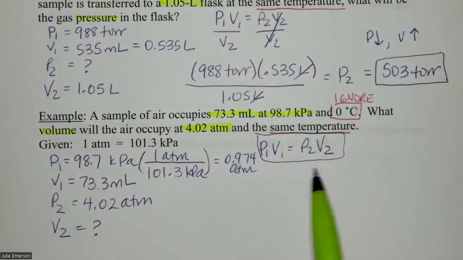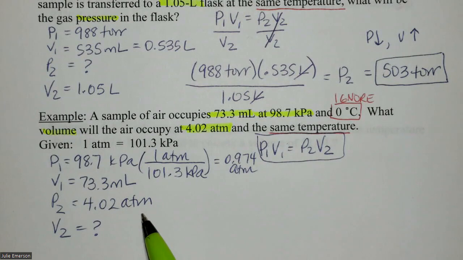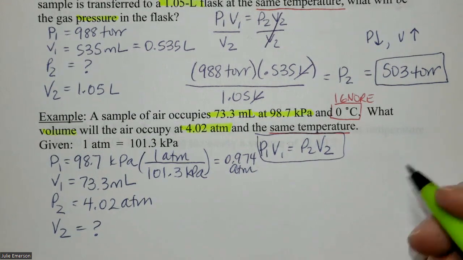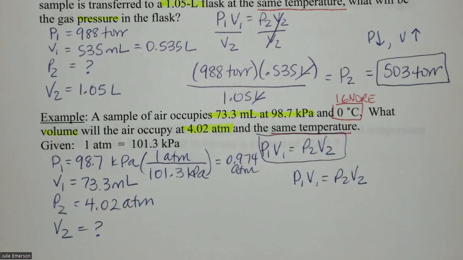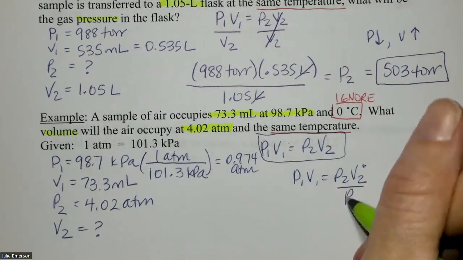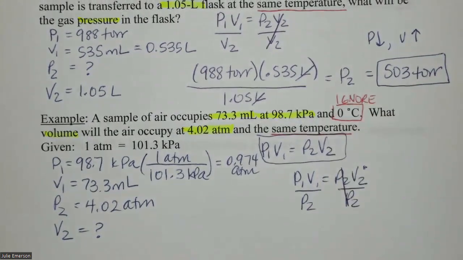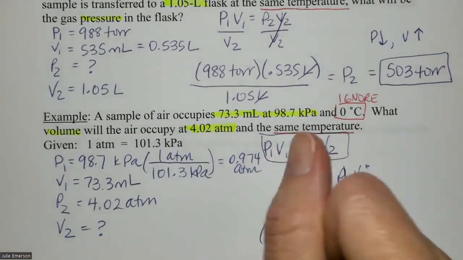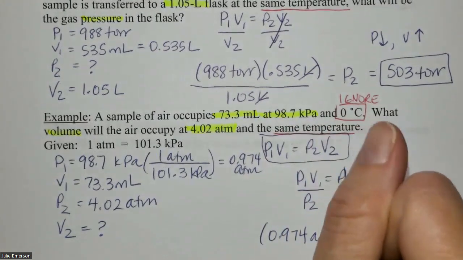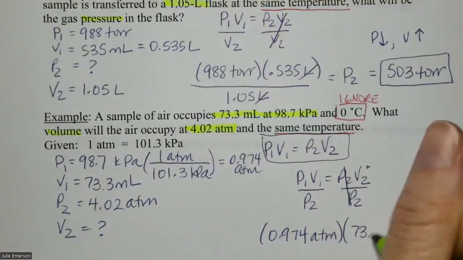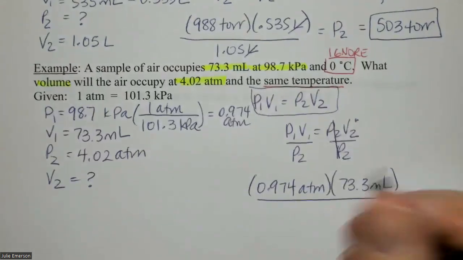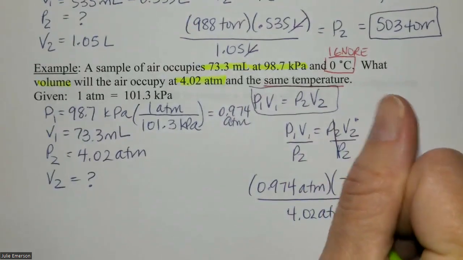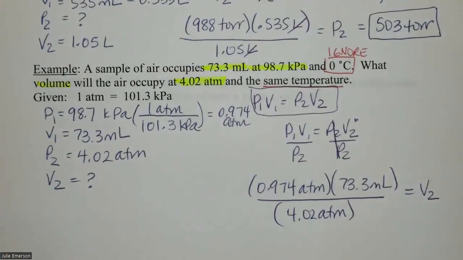All right, so I've got my P1 and ATM to match my P2 and ATM. Got my volume in liters or milliliters. I can just keep it in that. So in this one, for my P1 V1 equals P2 V2, I want to solve for V2. So I'm going to divide both sides by P2. That's going to get rid of that over there. Now I can plug in initial pressure in atmospheres, 0.974, volume, 73.3 milliliters. All right, and then my P2, 4.02 ATM, and that'll get me to V2.